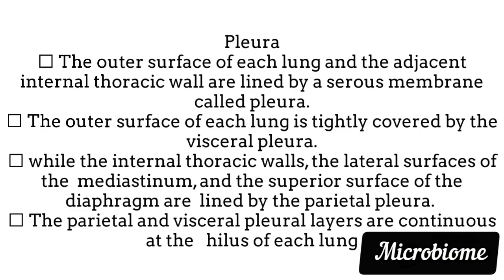Pleura. The outer surface of each lung and the adjacent internal thoracic wall are lined by a serous membrane called pleura. The outer surface of each lung is tightly covered by the visceral pleura, while the internal thoracic walls, the lateral surfaces of the mediastinum, and the superior surface of the diaphragm are lined by the parietal pleura. The parietal and visceral pleural layers are continuous at the hilus of each lung.